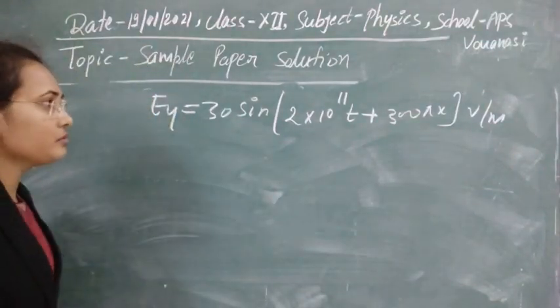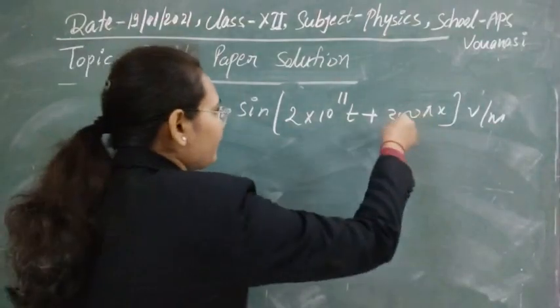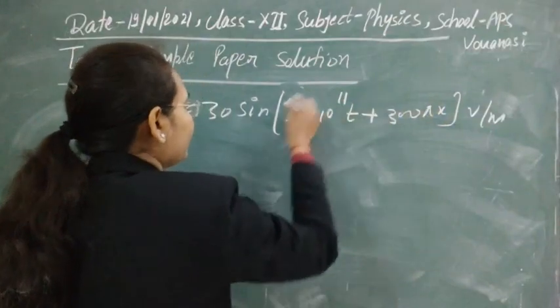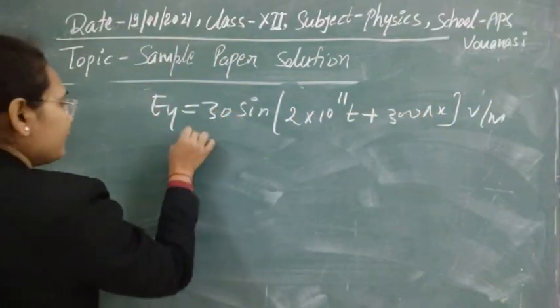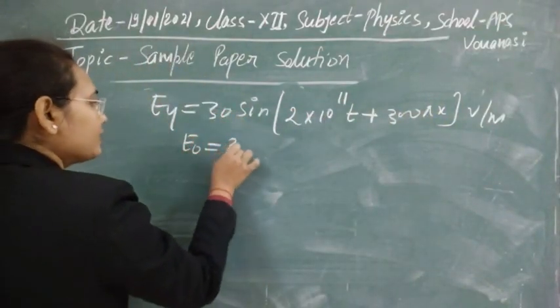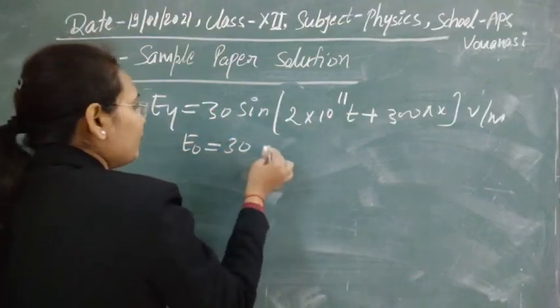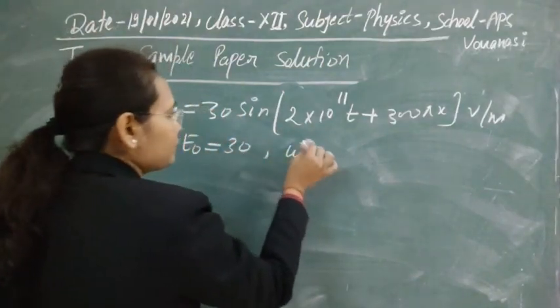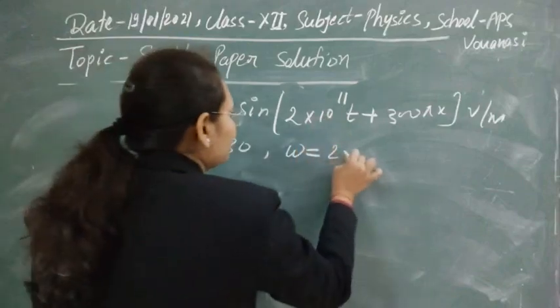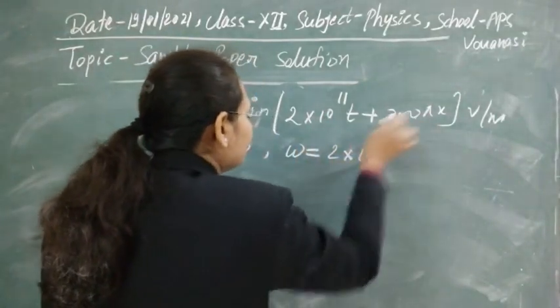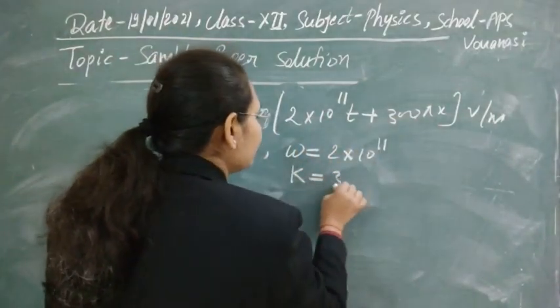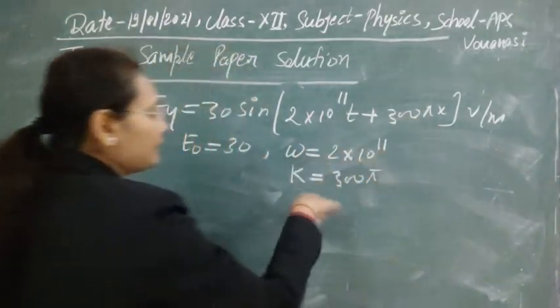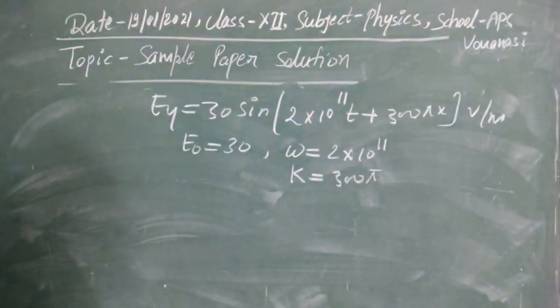So here you first have to write the value of k and the value of omega. Suppose this is the amplitude, that is 30. The value of omega, without writing any unit here, is 2 × 10^11, and the value of k is 300 pi. So after comparison you can get these values.